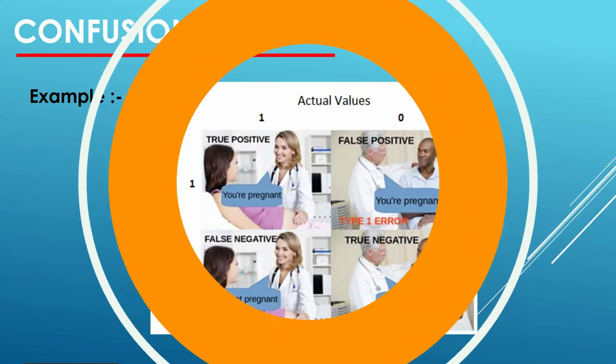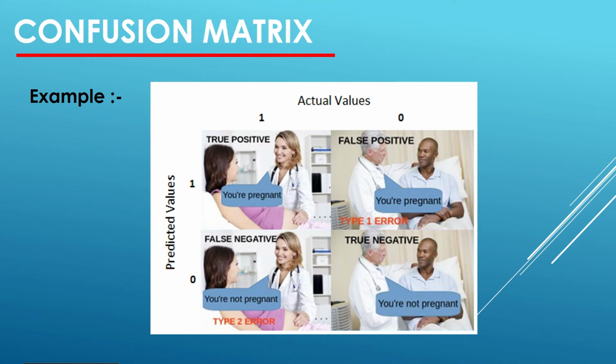Okay, so these are the evaluation techniques we can use with our confusion matrix. I think all this info is really hard to digest, so let's take a look at an example. So here you can see the 4 blocks. Keep in mind that the lady is actually pregnant. As you can see in the picture, in the true positive block, you will see that the doctor is saying you're pregnant, which is obviously true.